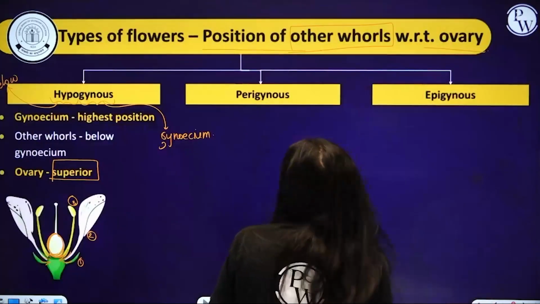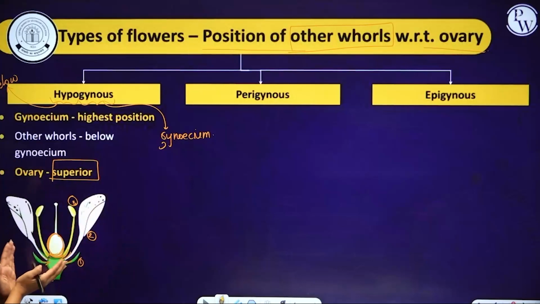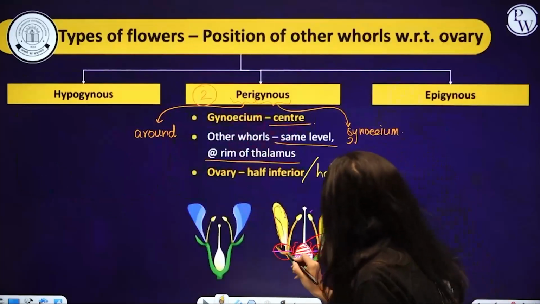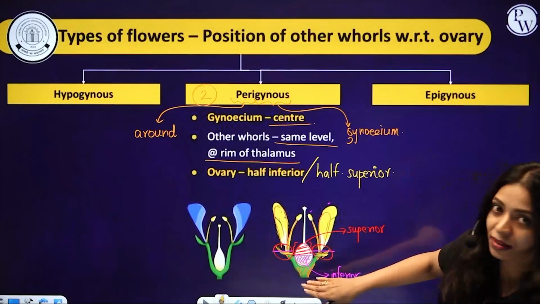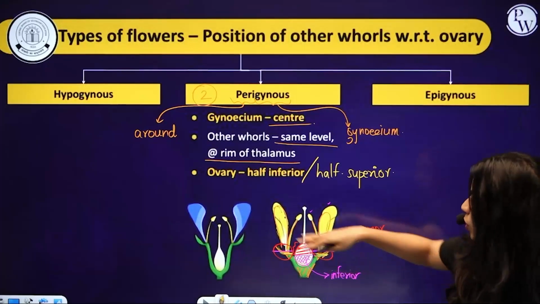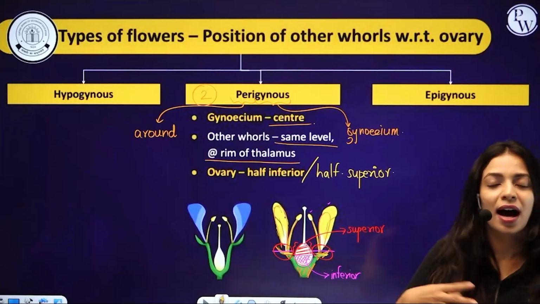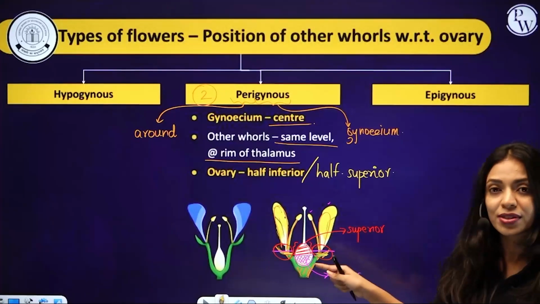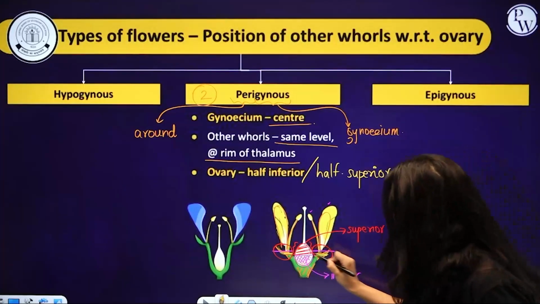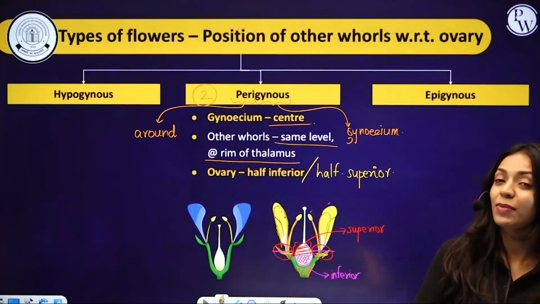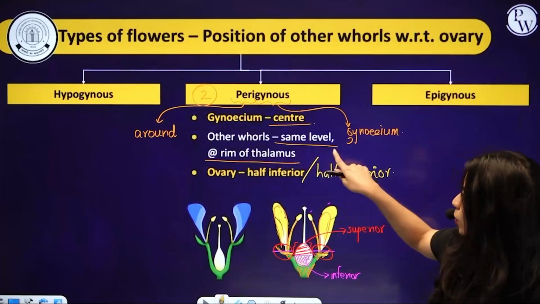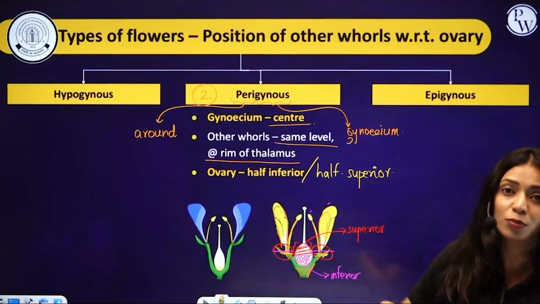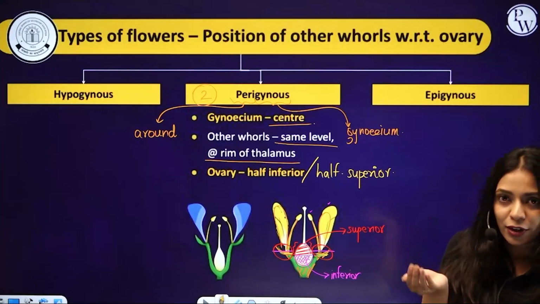In the previous type, we saw that the ovary was superior. Clearly, all of the other whorls were arising from the base of the ovary. Over here, if you look at the point where other whorls are arising, one half of the ovary is below that, one half of the ovary is above that. So such an ovary is half inferior or half superior, because all of the other whorls, with respect to the center point of this ovary, are arising at pretty much the same level. We can say that this is a perigynous flower and the other whorls are arising from the rim of the thalamus, because the thalamus is here kind of cup-shaped.